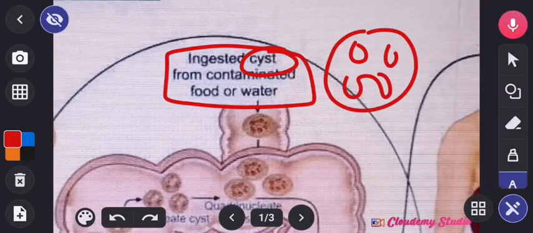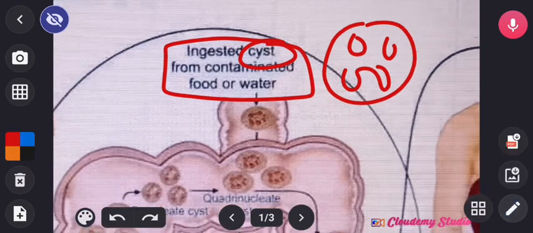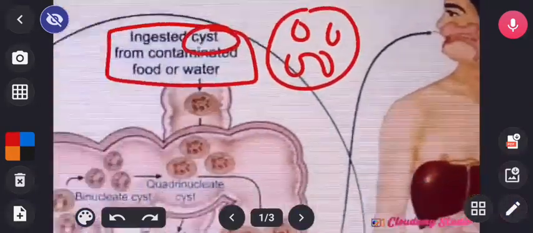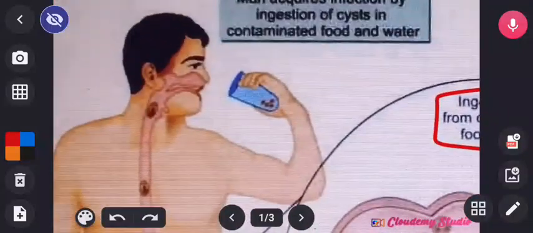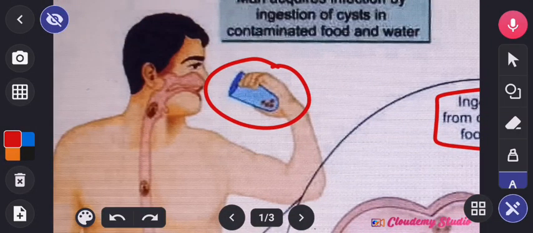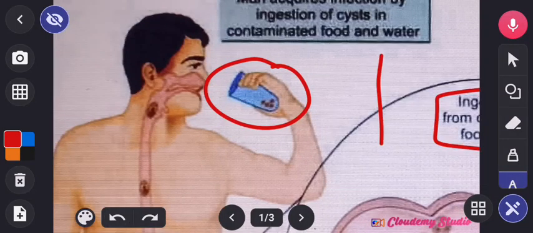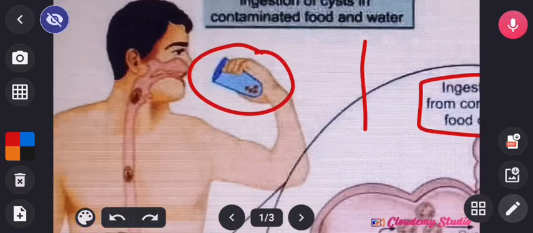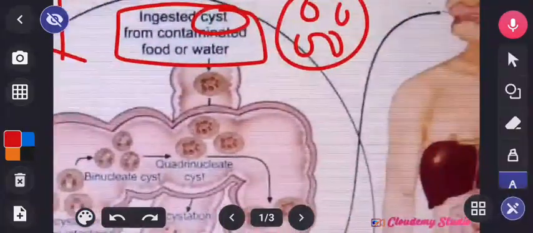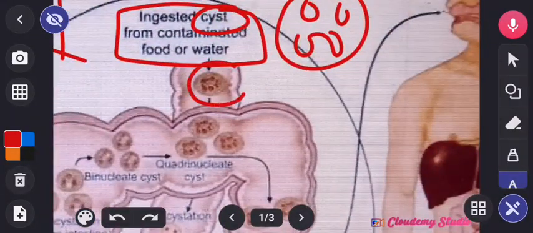So a man will acquire this infection by swallowing contaminated food or water. Let me show you this one. Can you see this man is drinking water? He acquires the infection by swallowing food that contains a viable quadrinucleate cyst. So after the consumption, what is going to happen? The quadrinucleate cyst has been ingested.